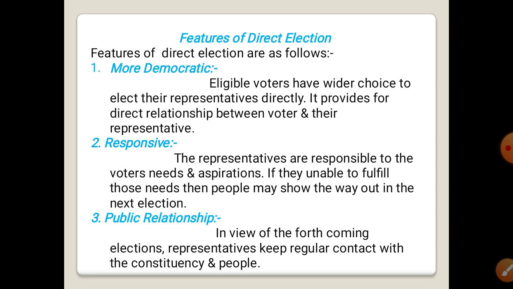Third point is public relationship. In direct election, public relationship is very important. In view of the forthcoming elections, representatives keep regular contact with the constituency and people. So here they get a direct relationship, and the representative will always be in touch with the voters. They will discuss, they will solve their problems, always they will be in touch. So it's a very important one.